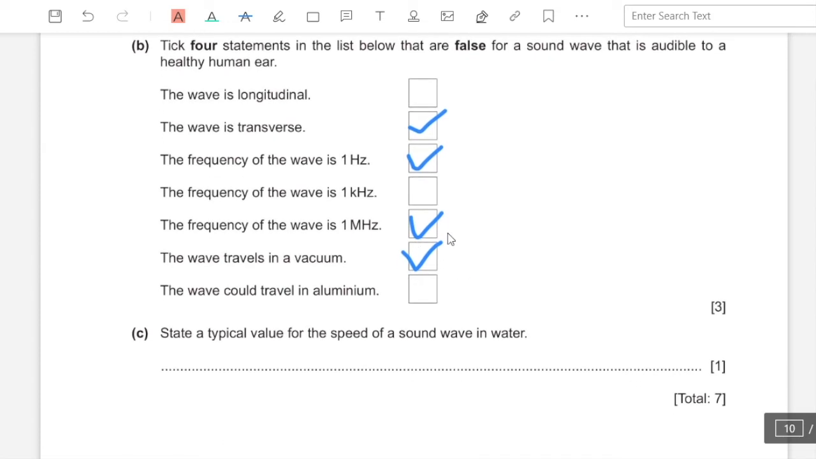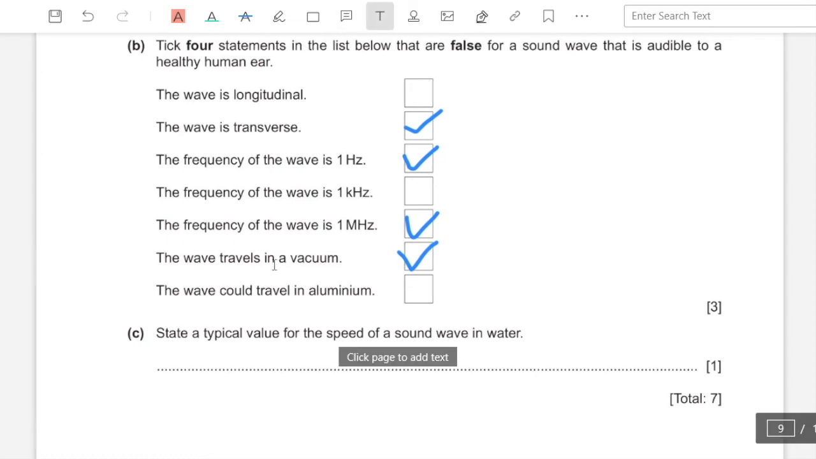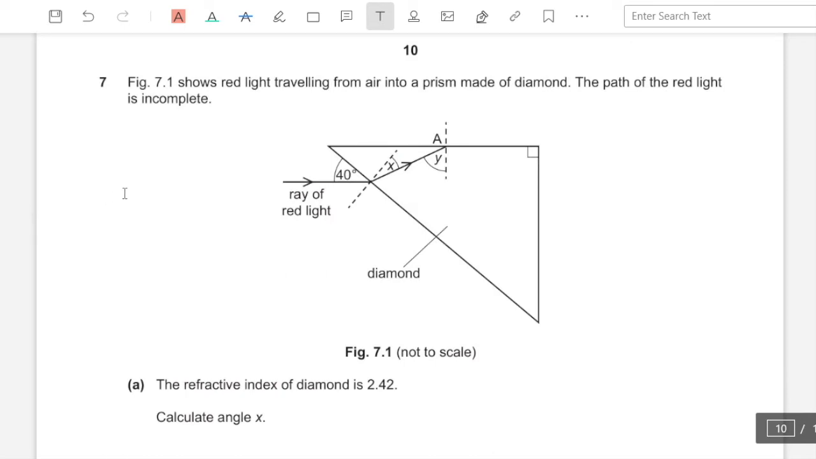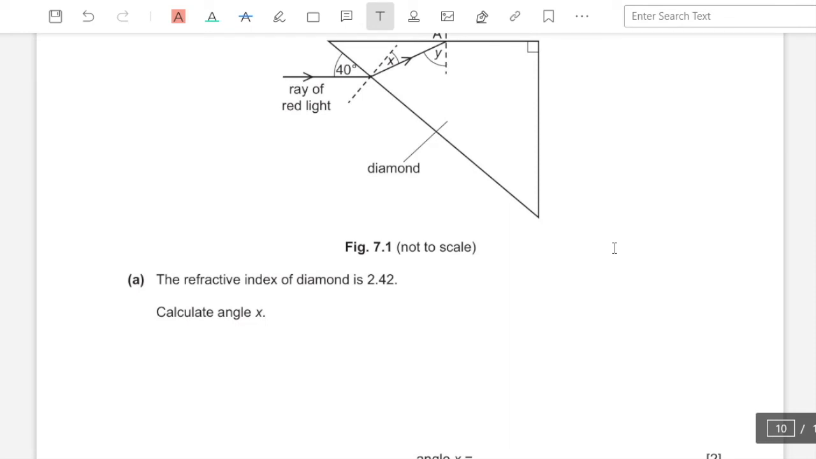C. State a typical value for the speed of sound in water. This value can be 1500 meters per second. 7. Figure 7.1 shows red light traveling from air into a prism made of diamond. The path of the red light is incomplete. A. The refractive index of diamond is 2.42.